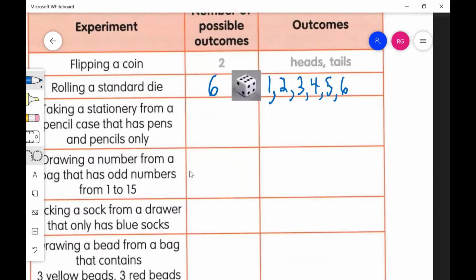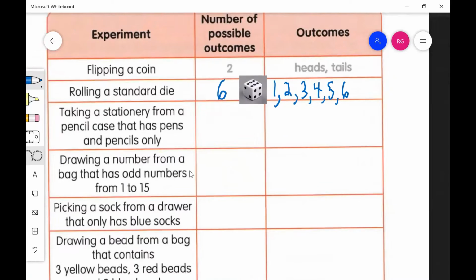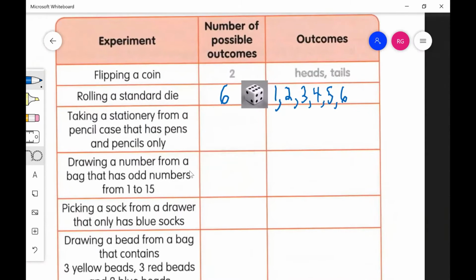stationery from a pencil case that has pens and pencils only. 2 possible outcomes. Yes. Okay, there are 2 possible outcomes. What are those outcomes? Pen and pencil. Pen, comma, pencil. Perfecto. Okay, moving on to the next one here.